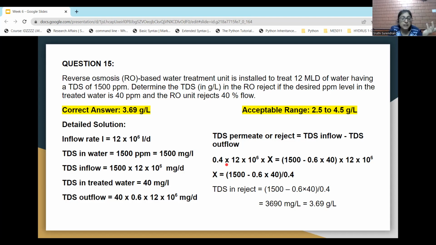Like in the sludge thickening unit, this is also a little confusing problem, but if you do 2-3 of these, you'll get familiarized with the terms and the units, and it will be easy for you. Moving on to the next question.